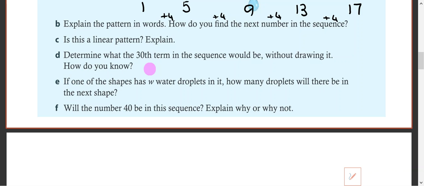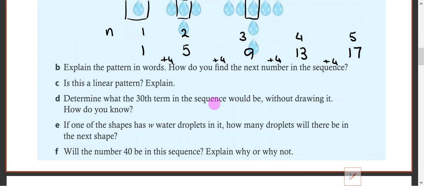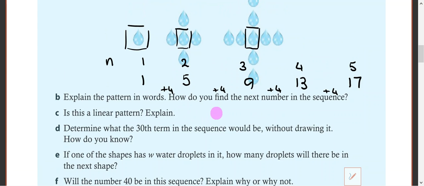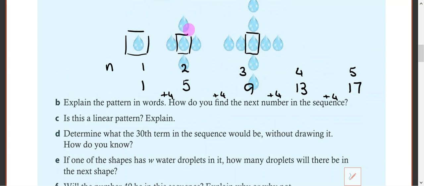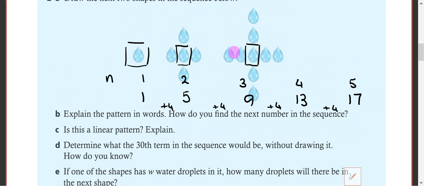Like the first one is only one droplet, so there's 29 lots of 4 and add 1. So Aaron's view of it, a lot of 4 plus 1, works. 5 is 1 lot of 4 plus 1. Now if you look at it, here's the pattern. Here's a lot of 4 plus 1.